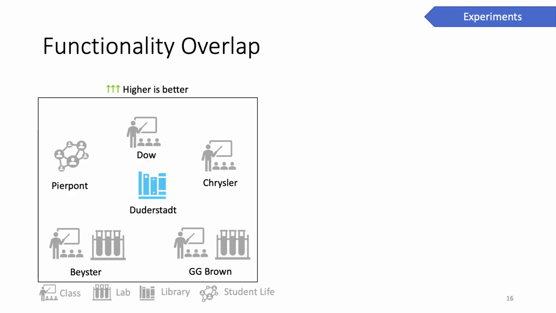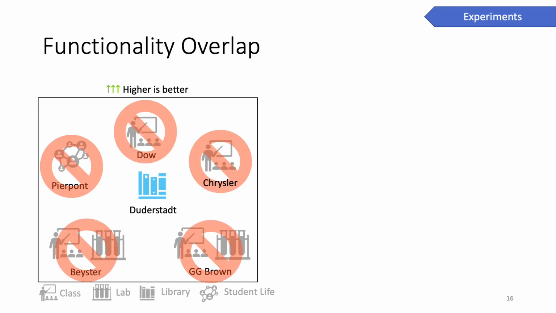First, I'm going to be talking about 2 of our surface level tasks. Specifically, I'm going to start with functionality overlap. In this task, we look at what percentage of the nearest neighbors share at least one functionality. And for this, higher is better because it shows that the embedding space is encoding functionality. In this example, we have the Duderstadt library and its nearest neighbors, which actually don't share any functionalities with it. So in this case, the functionality overlap would be 0.